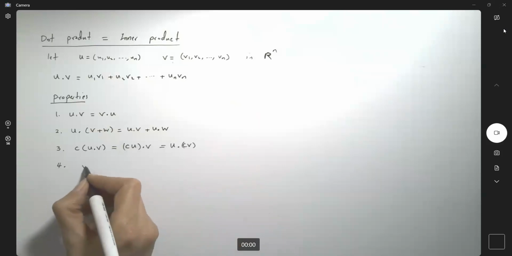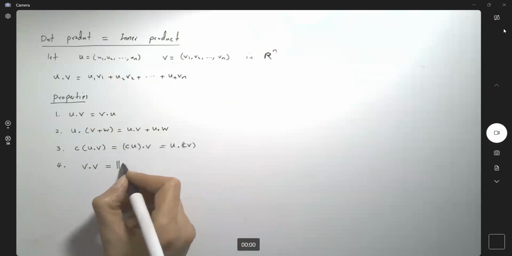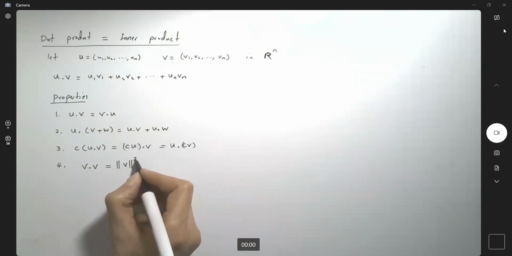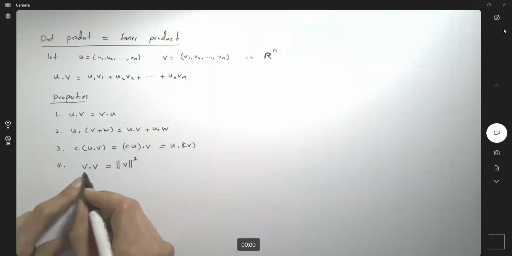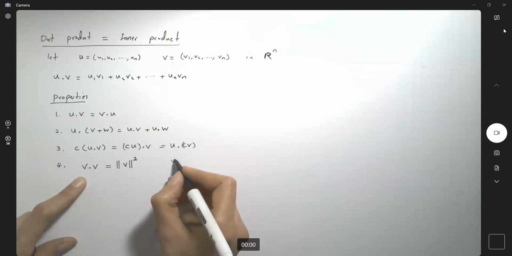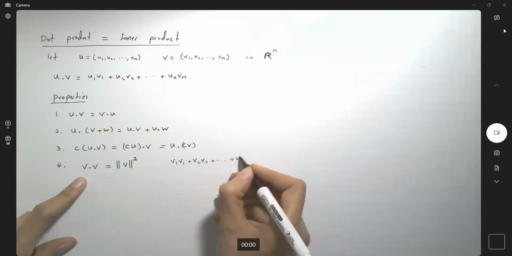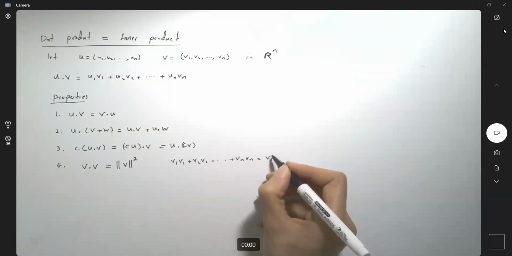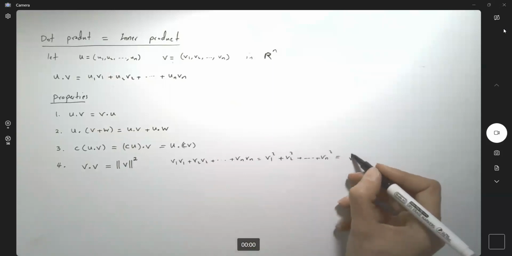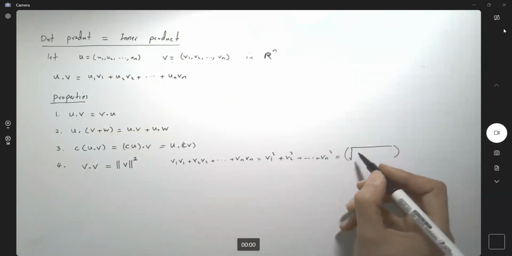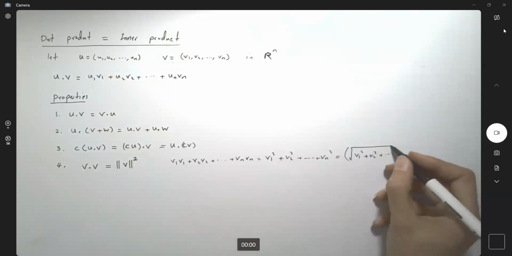Or if I find the dot product between a vector and itself, I'm basically finding the magnitude of that vector and raising it to the second power. This one is super easy. If I find the dot product of a vector with itself, it is V1 times V1 plus V2 times V2 plus Vn times Vn, which is V1 squared plus V2 squared plus Vn squared, which is basically the square root of V1 squared plus V2 squared plus Vn squared, to the second power.